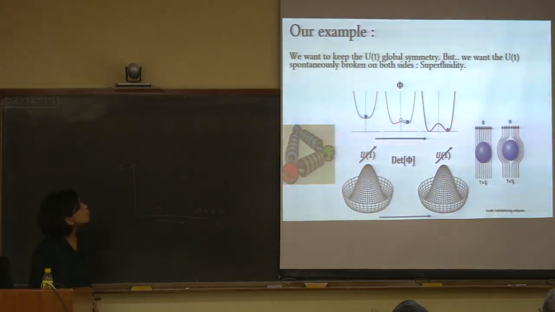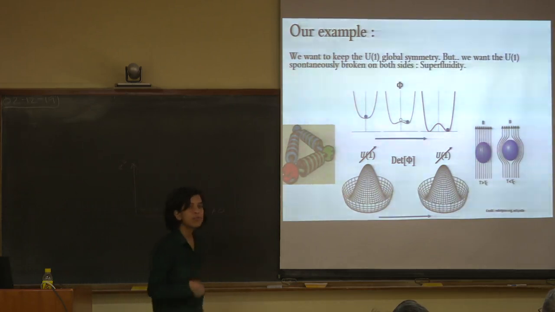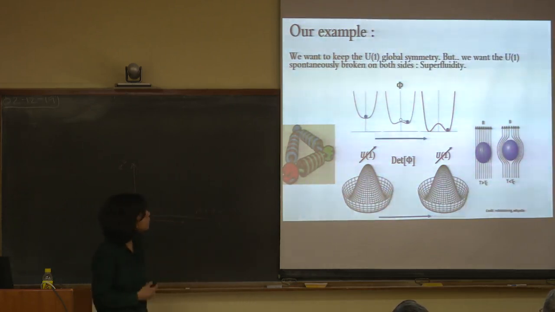Okay. So here's what was done before and what we want to do. We want to keep the U(1) global symmetry, and we want to keep the symmetry spontaneously broken on both sides. And then we want to ask the same question: is there a phase transition as you go from Higgs to confinement phases?